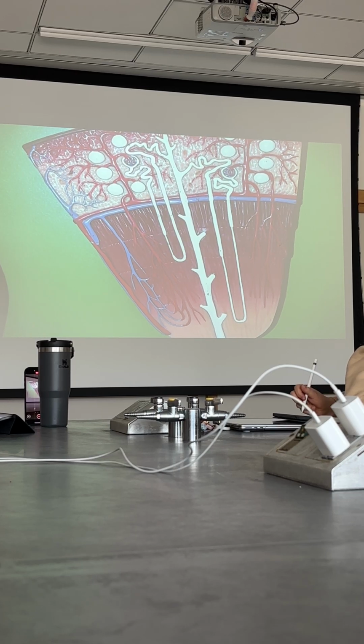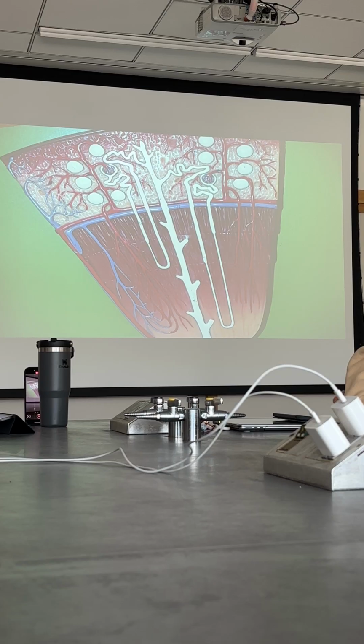Now, another thing I wanted to show you is the juxtaglomerular apparatus. The juxtaglomerular apparatus is a portion of the nephron where the last part of the ascending limb of the loop of Henle comes, and it sits really close to where the afferent arteriole is. And there's a lot of important cells in that juxtaglomerular apparatus.